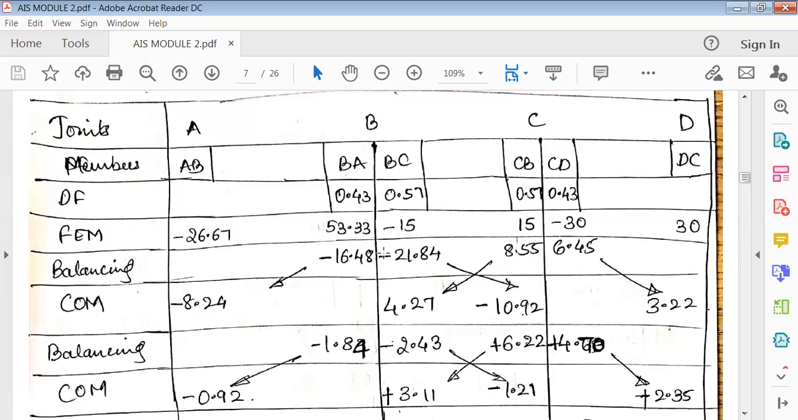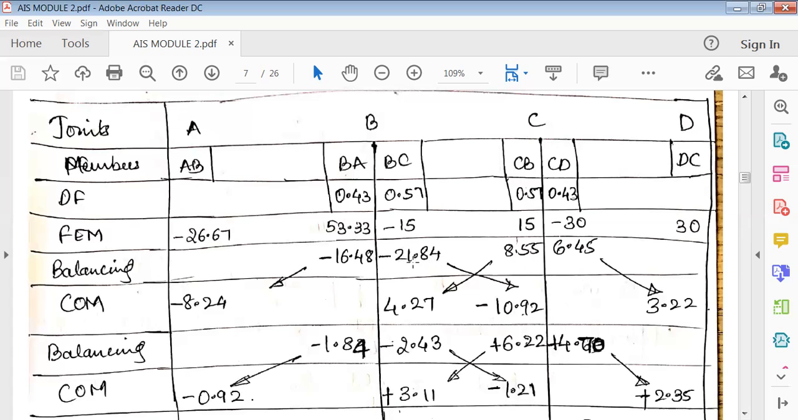Now see here. So 16.48, when you transfer here, half of this. So divide 16.48 by 2, and be careful with the sign also. So it is minus 16.48, half of this, divided by 2. So it is 8.24 with the minus sign. Similarly, in joint B, whatever moment is there, half of that gets distributed to the next support. So the next support here is C. From B, half of this. So it gets carried over like this only, crisscross.